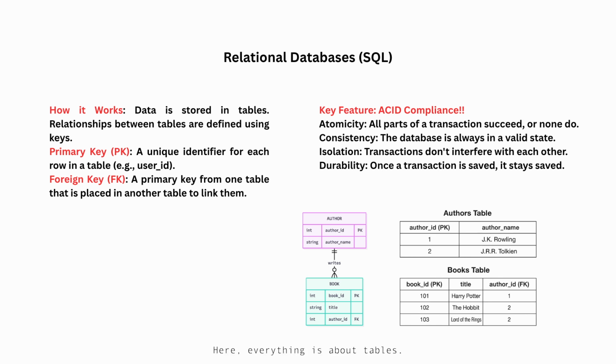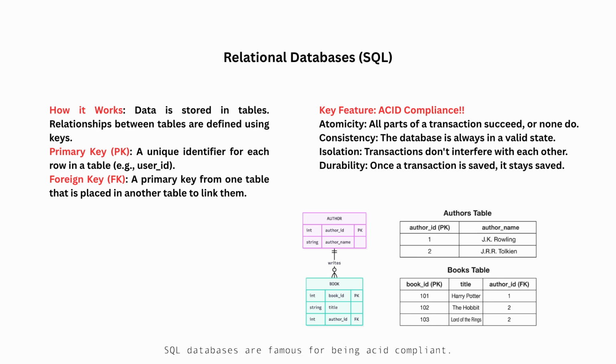Here, everything is about tables. To connect these tables, we use keys. Each row gets a unique primary key, like an ID number. When we want to link tables, we use a foreign key. The book table has an author ID column. That's a foreign key that points to the author ID in the author's table. This is how we know that Harry Potter was written by J.K. Rowling. This structure enforces data integrity. You can't add a book with an author ID that doesn't exist in the author's table.